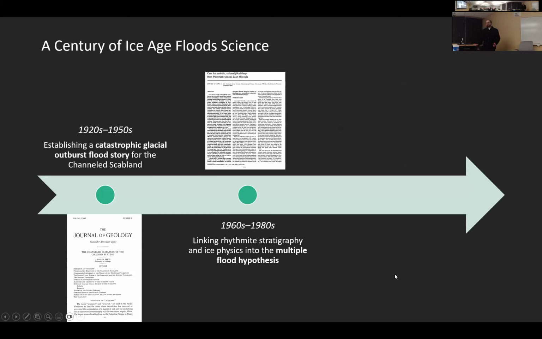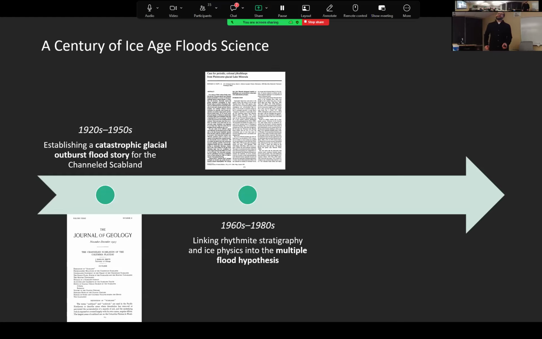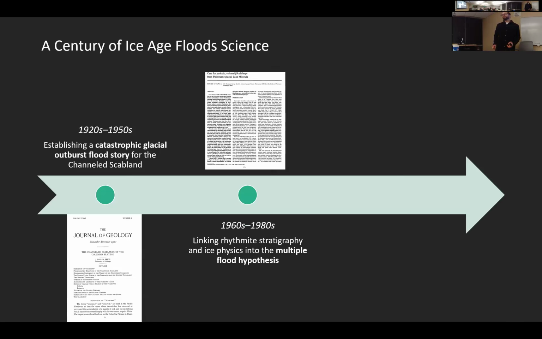Then in the 60s to 80s, the multiple flood hypothesis came into being. Bretz had a handful of floods. He recognized that there was more than one flood, but I think he thought maybe 4 or 5. And then Richard Waitt and Brian Atwater looked into these rhythmic deposits, rhythmites, where they saw evidence for 40 floods in central Washington and up to 90 floods in the Sanpoil Valley in northern Washington. So this kind of fleshed out Bretz's theory.